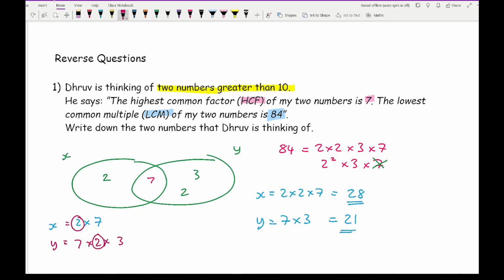Now if that is the case, then there should be a 2 in the middle, but we've been told that the highest common factor is 7, so that's why the 2 2's need to be in the same ellipse or the same section of the ellipse. Otherwise it just invalidates the information that's given to me in the question. So here my final answer should be 28 and 21. You can write those numbers in any order.